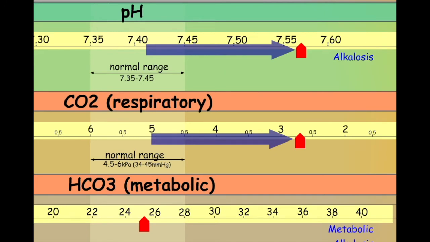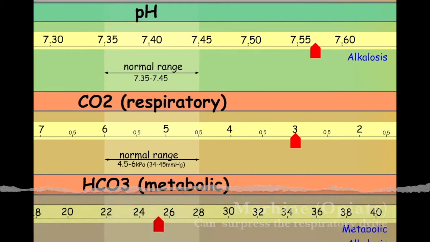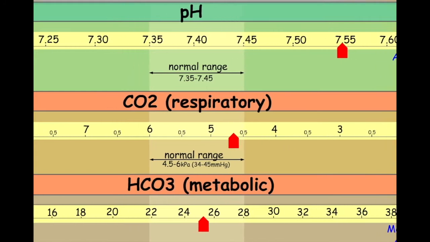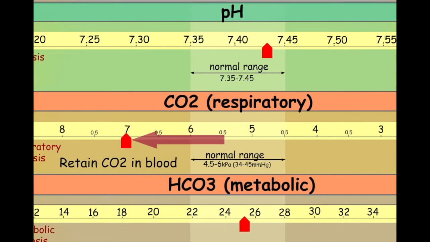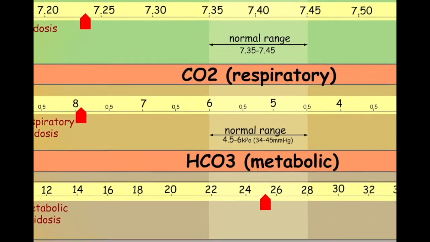We might give this same patient morphine to help with their chest pain, but if we overdo it, if we give them too much, then we could potentially suppress the respiratory centres in their brain with the opiate. As a result, they will start to hypoventilate. CO2 will build up in their blood and their pH will be pushed in an acidotic direction.